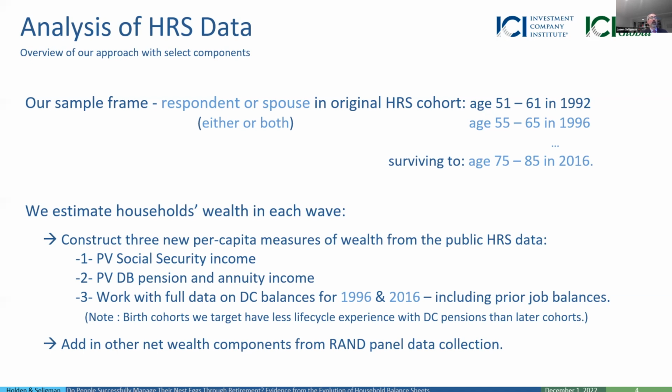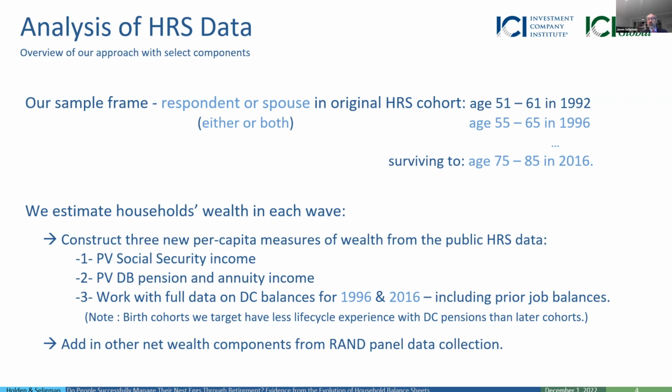We're going to estimate our household's wealth in each wave, and we're going to construct three new per capita measures of wealth from just the public HRS data. The first is going to be a present value of Social Security income, looking at income reports. The second is going to be a present value of defined benefit, pension, and annuity income. And the third is going to be estimating their DC balances.